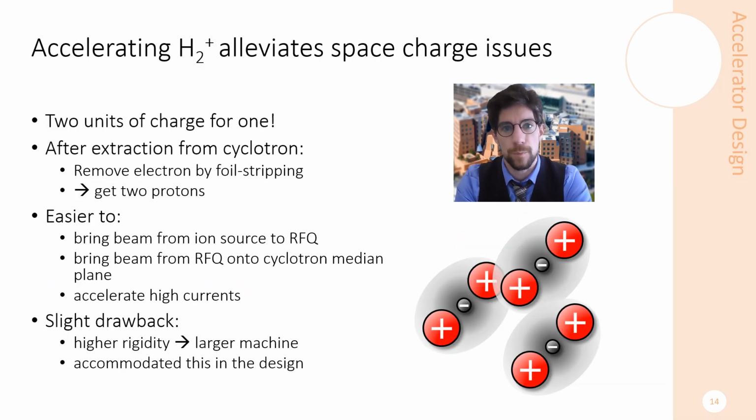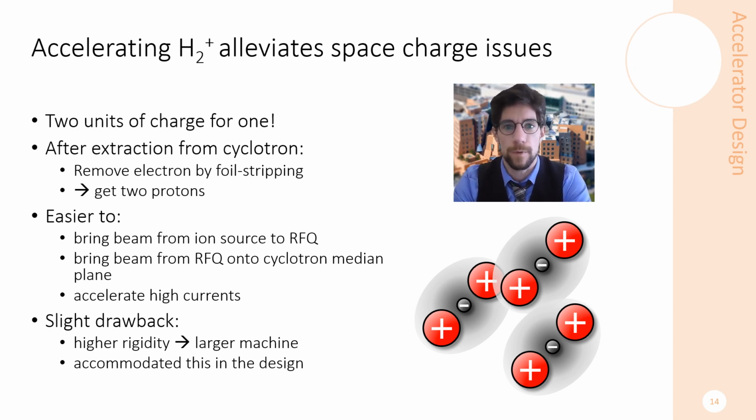Let's talk about H2+ first, the molecular hydrogen ions. They are 2 protons bound together with 1 electron. This reduces the accelerated beam current by a factor of 2. So instead of 10 milliamperes of protons, we only need to accelerate 5 milliamperes of H2+. Once the particle beam has been accelerated and extracted from the cyclotron, we use a carbon stripping foil to remove the electron and get our proton beam back. Having a lower total current helps during the LEBT and during injection through the spiral reflector.